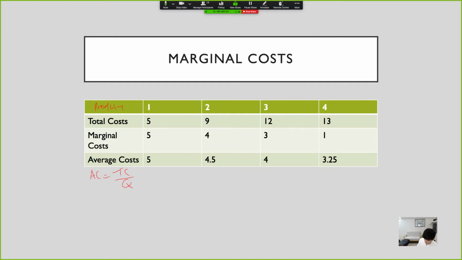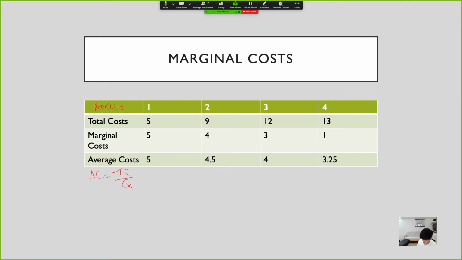Next, if I produce the second unit of the good, my total cost increases from $5 to $9. That means my marginal cost is $9 minus $5, which gives me $4. So my marginal cost for producing the second unit of the good is $4. Next, how do we calculate the average cost? We take 9 divided by 2, which gives us 4.5. So our average cost is 4.5.